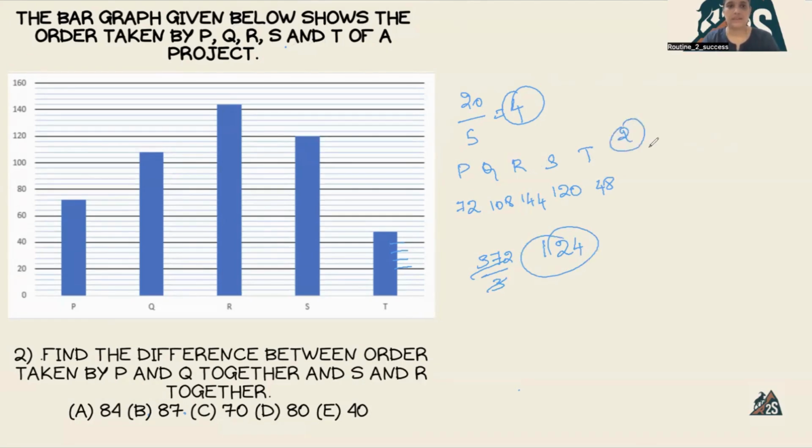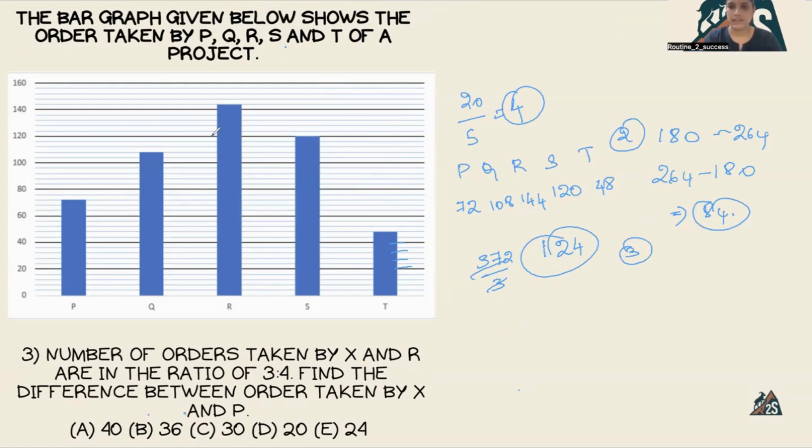Let us see the second sum. There is a difference being asked between P and Q, and S and R. When we add P and Q, you get 180. And when you add R and S together, it is 264. So we are going to subtract. For convenience, we can write 264, 180, subtract. So what is the value you are getting? 84. So your answer is 84. Let us see the third sum.